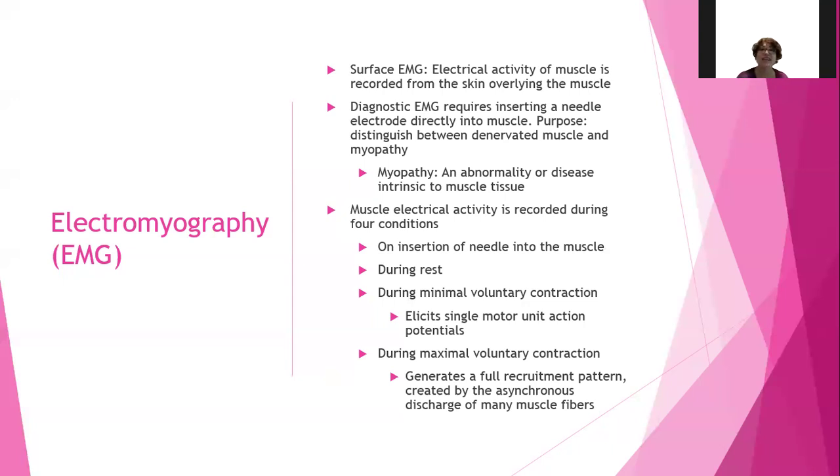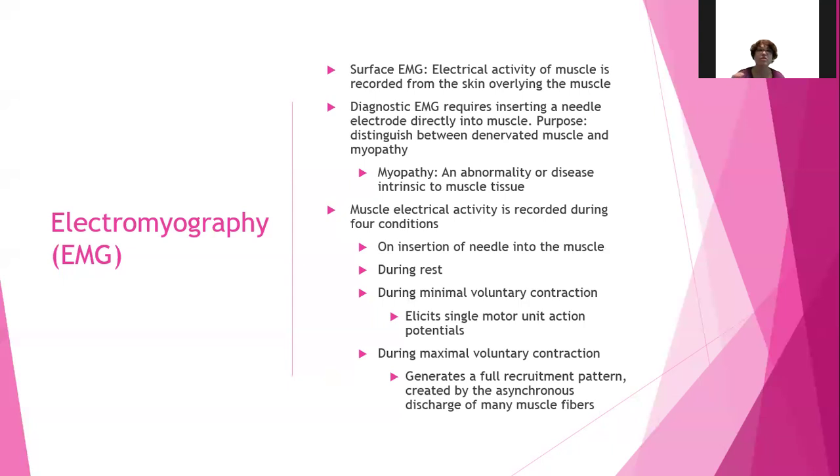If you know what that feels like. So the muscle electrical activity is recorded during four conditions: when they insert the needle into the muscle, while it's resting, during a minimal voluntary contraction that elicits single motor unit action potentials, and during a maximal voluntary contraction that generates a full recruitment pattern.